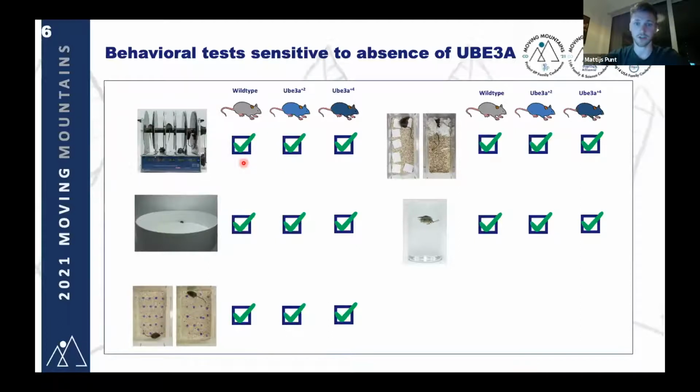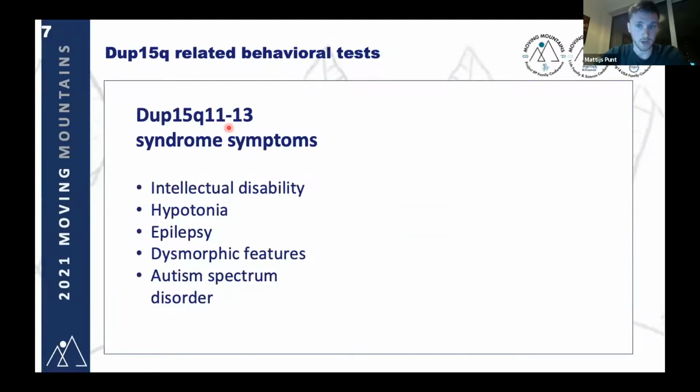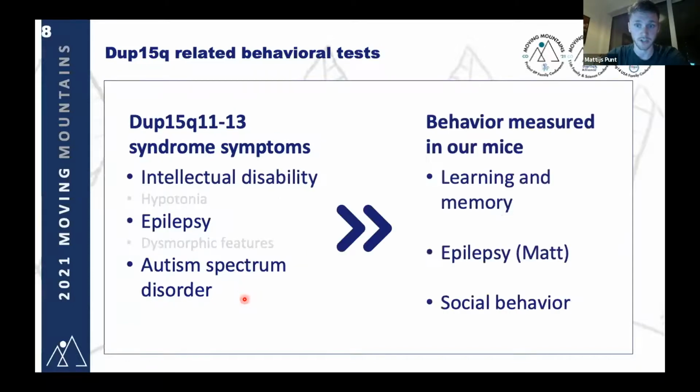Now, of course, the question is, how relevant are these specific behaviors to something like Dup15q syndrome? That's also the question that we had. So we wanted to dive a bit more into the specifics of Dup15q syndrome. Therefore, we took a look at the symptomatology associated with Dup15q syndrome, which is intellectual disability, hypotonia, epilepsy, dysmorphic features, and autism spectrum disorder. We tried to translate that into something that we could measure in our mice. So we looked at learning and memory. Matt just showed you his data on epilepsy experiments, and we also looked into social behavior.